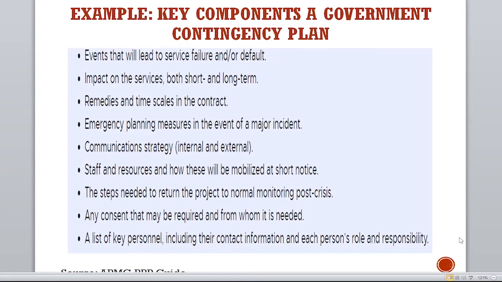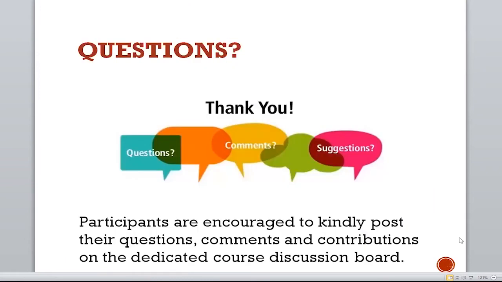So in the light of this, we have carefully come to analyze and look at how PPP can serve our respective clients very well. And we want our participants to go to the discussion board and kindly post their questions, comments, and contributions on the dedicated course board. Also tell us how nice this process of learning has been.